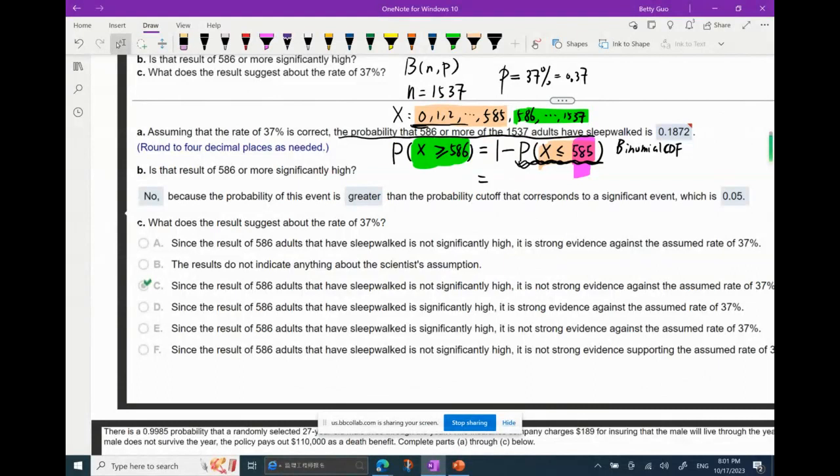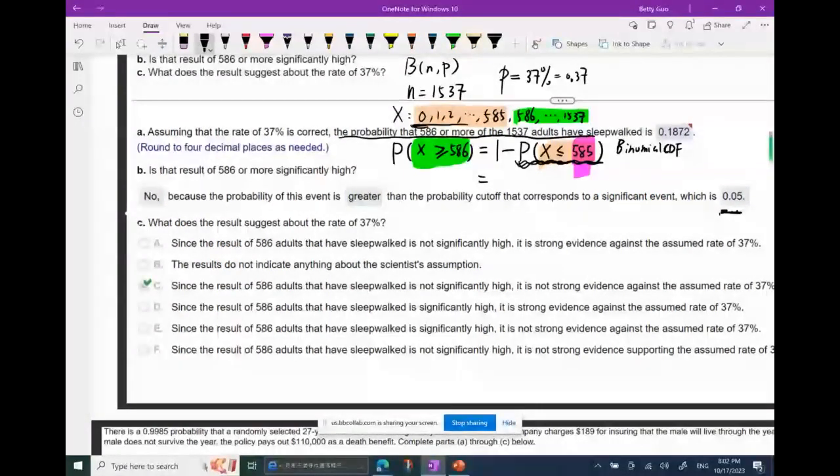19% is not less than 5%. If the probability is less than 5%, we say it is significant. But 18% is not significant. It's not rare, it means not rare. No, because the probability is greater than 5%, right? Yeah, right here, 5%.